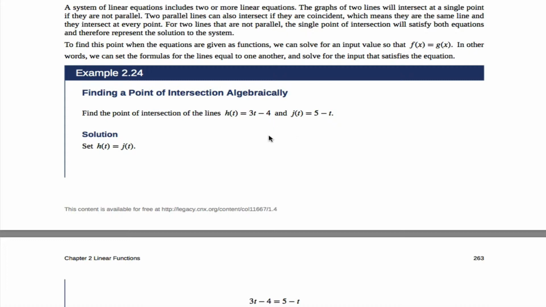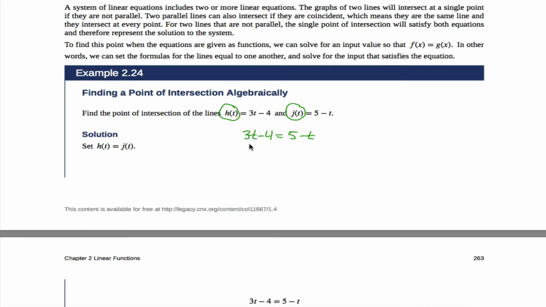So how do you do this? Well, if 2 points are crossing, at that instant that they cross, they're at the exact same point. If they're at the exact same point, they must have the exact same height. So here is the height of h of t, and here is the height of j of t. And at that point where they cross, those two things must be equal. If this equals this, and this equals this, and this equals this, then this must equal this. In other words, if h of t equals j of t, then 3t minus 4 must be equal to 5 minus t.